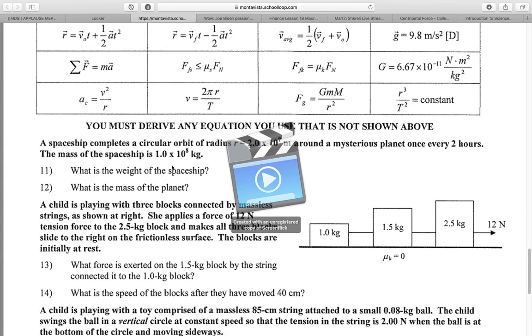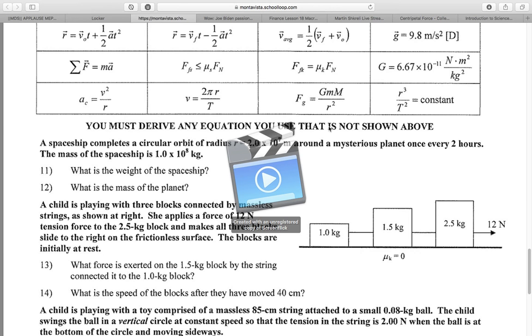Let's do a spaceship problem. A spaceship completes a circular orbit of radius r equal to 2.0 times 10 to the power 7. Remember, if you see anything with space, you look at this equation: Fg equals G little m times big M over r squared. Basically the gravitational constant, times the smaller mass times the bigger mass, all over the distance between them squared, which is the radius squared. That is equal to our force of gravity.